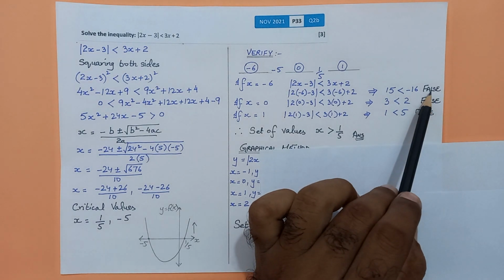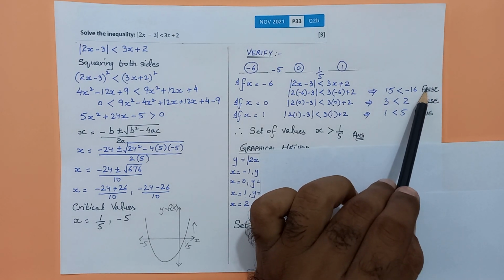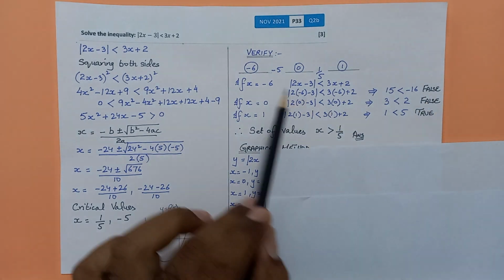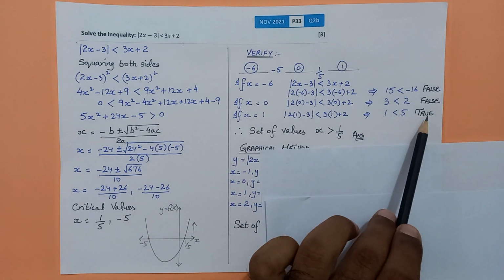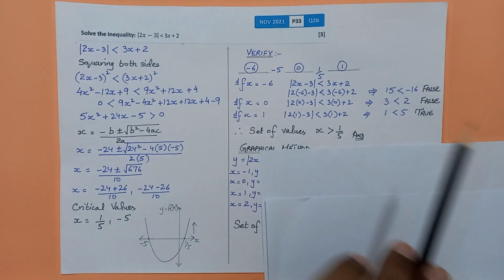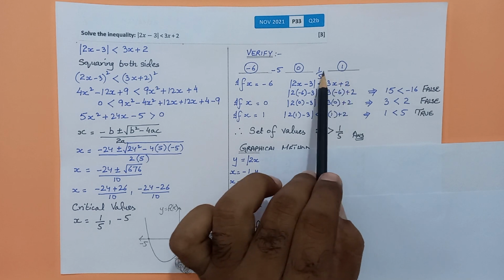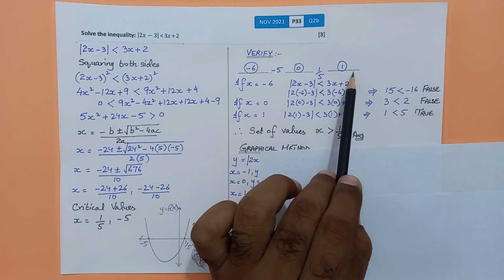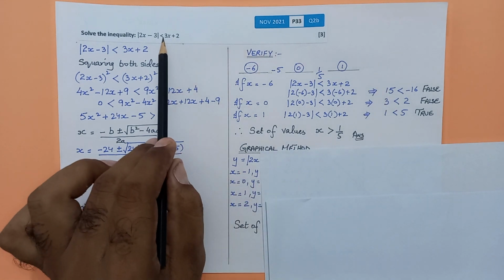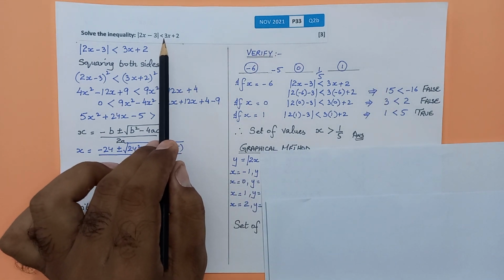That means the solution set will not lie in these two areas, that means -6 and 0 in these areas. The solution will lie in this particular area because it gives a true condition. That means all the values greater than 1 upon 5 will actually be the solution of this particular inequality.